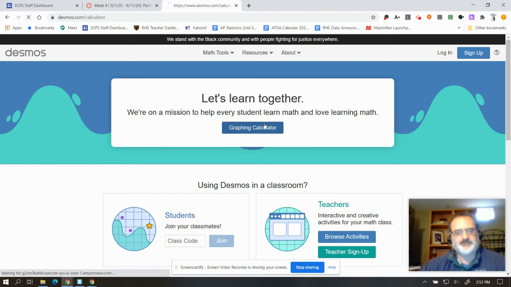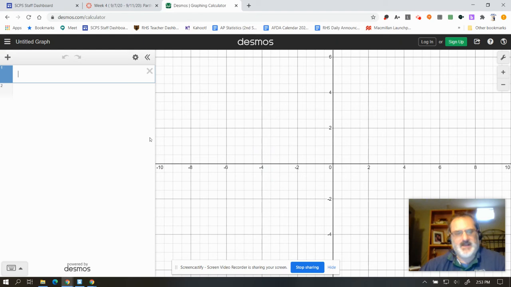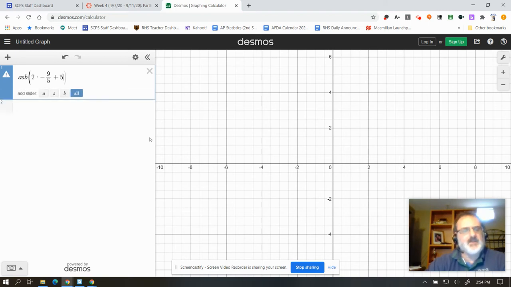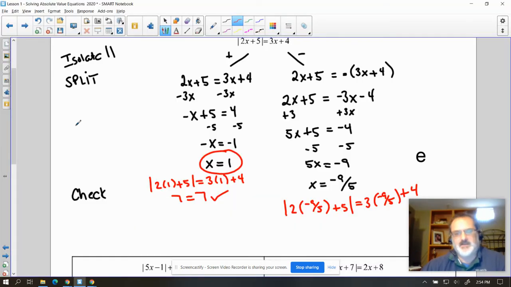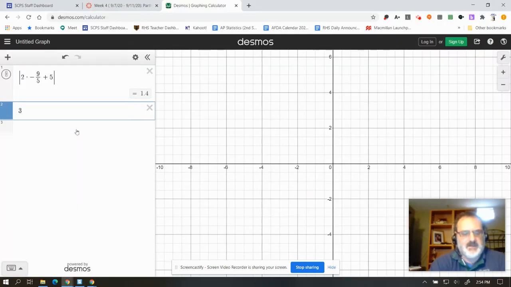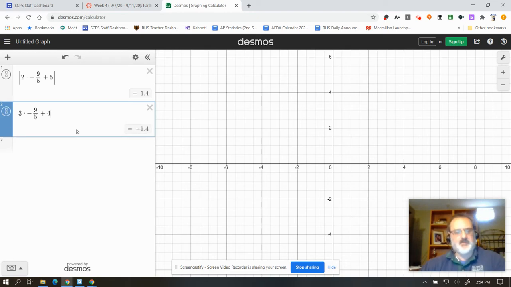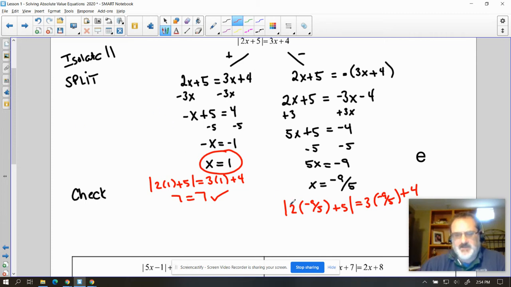So if I go to the Desmos calculator, I'm just going to plug in 2 times negative 9/5 plus 5, so absolute value of 2 times negative 9/5 plus 5. Let's put that in bars, I guess. Yeah, that works better. So 1.4 is on one side, and then 3 times negative 9/5 plus 4 gives me negative 1.4. So this turns out to be positive 1.4.